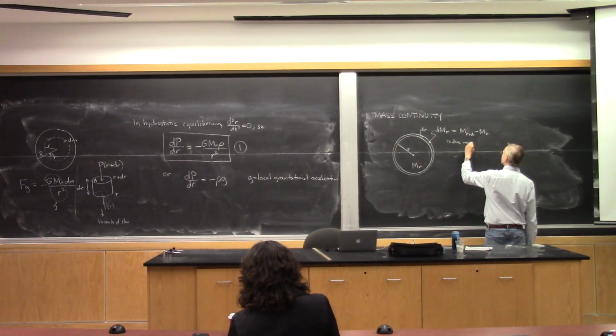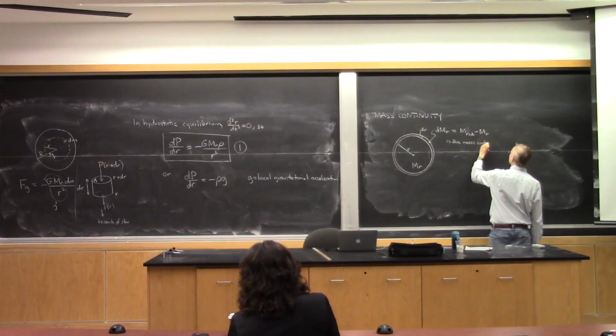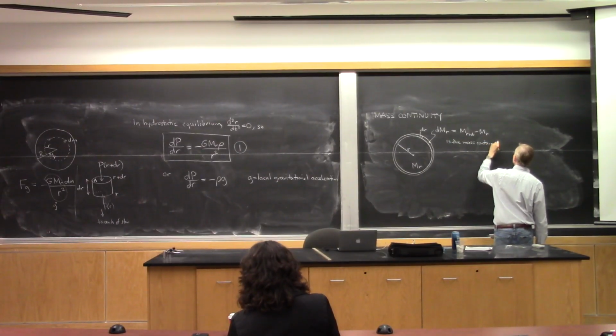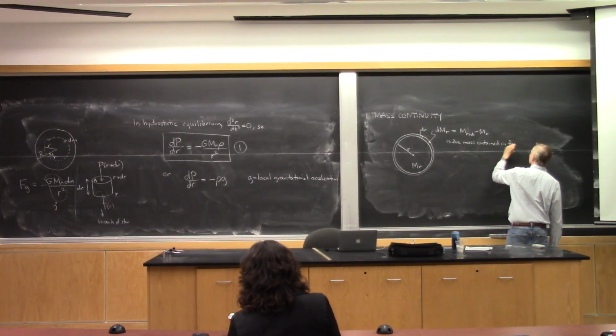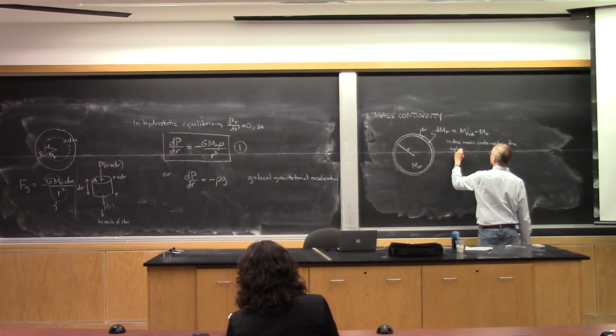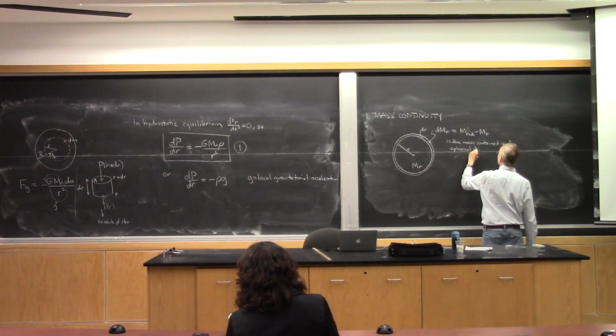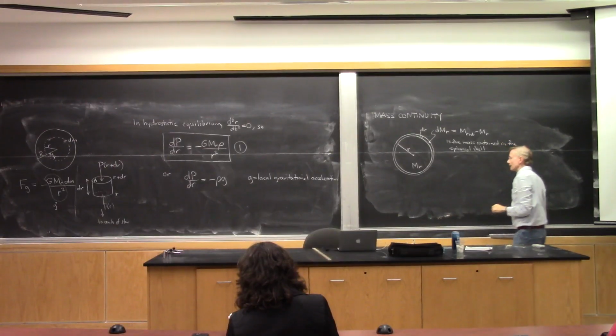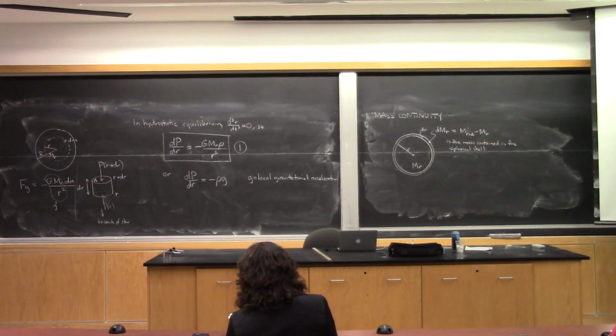It is the mass contained in the spherical shell. So m sub r is how much mass is interior to radius r. M sub r plus dr is how much mass is interior to radius r plus dr. And so dm sub r is the difference between those. It's how much mass is inside the shell itself.